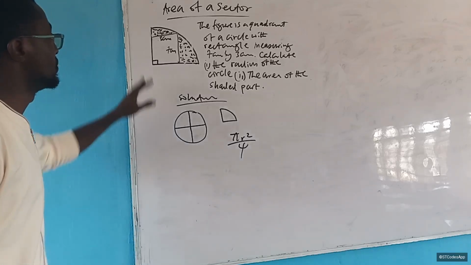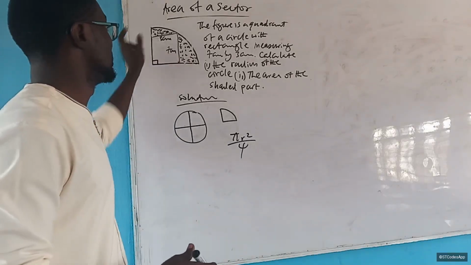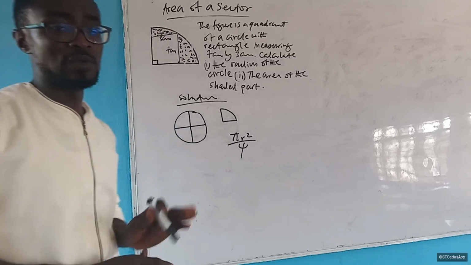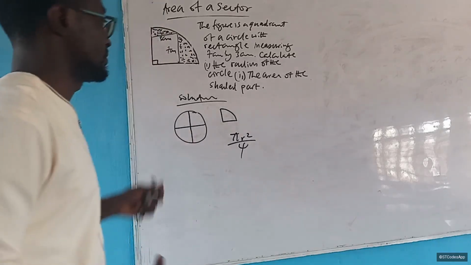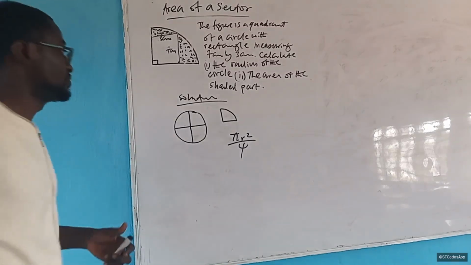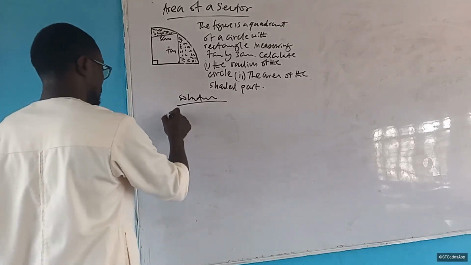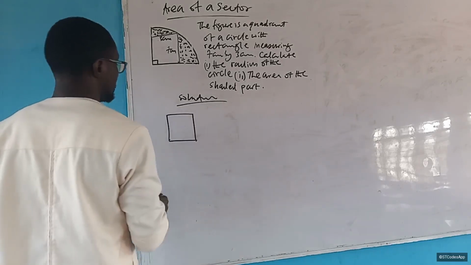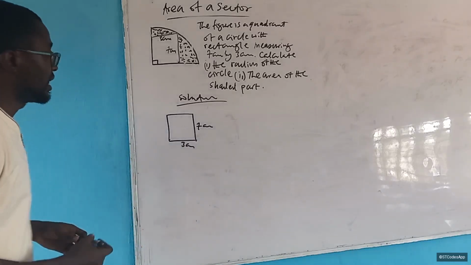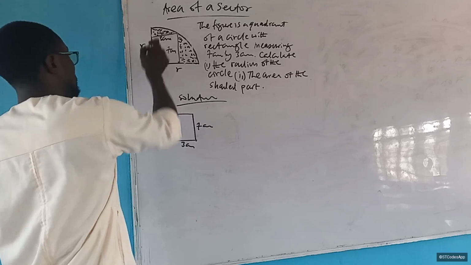Now, considering what we are asked to do here, we are asked to find the area of this shaded part. First of all, we need to know the radius of this circle. To find it, it's very simple. What you just need to do is bring out this rectangle that we have here. The rectangle is of dimension 7 centimeters by 3 centimeters. If you notice, the length from here to here is the radius. Likewise, the length from here to here is the radius.